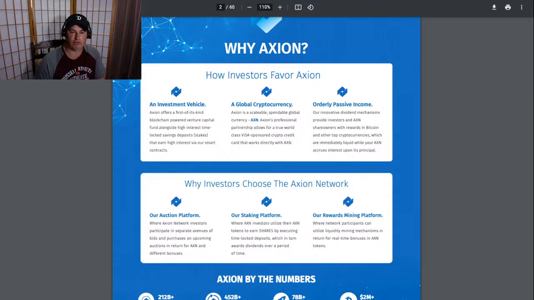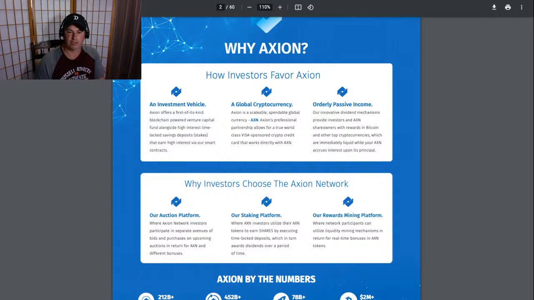Our staking platform, where Axion investors utilize their Axion tokens to earn shares by executing time-locked deposits, which in turn award dividends over a period of time. So basically, when you put an Axion in, that gets destroyed, and in return for that, you get some shares, and those Axion shares are the most valuable thing on Axion because they determine how much of the reward pool you will get every day.